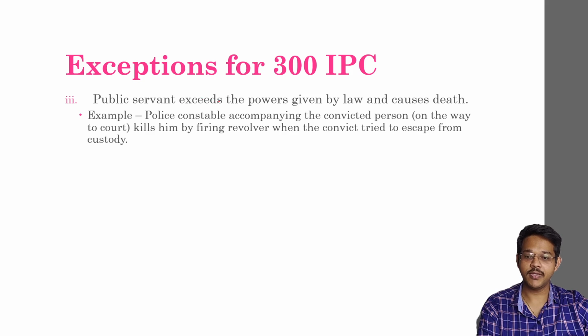Then a public servant exceeds the powers given by the law and causes death. So here, when trying to withhold justice, if any public servant causes death, that again comes under culpable homicide, not amounting to murder. For example, a police constable accompanying a convicted person kills him by firing a revolver when the convict tries to escape.